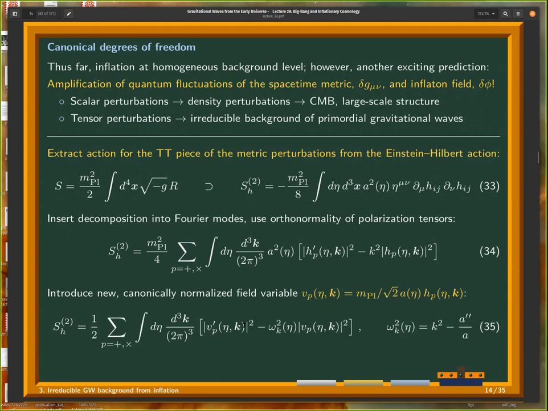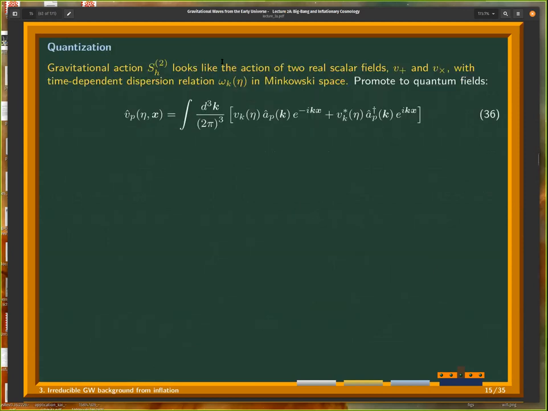So now all instances of the scale factor are gone here, and they are absorbed in v, and also in this dispersion relation. So now we have a non-trivial dispersion relation, which is given as k squared minus a double prime over a, and we've seen this many times before already. So the fact that we're talking about some inflationary background is now contained in this dispersion relation. But apart from this, just look at this action. And this action looks like the action of two real scalar fields, v plus and v cross, with this interesting dispersion relation in Minkowski space.